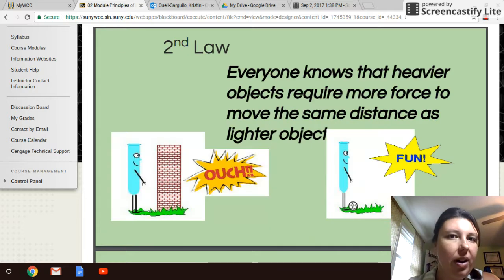Therefore, heavier objects require more force to accelerate, right?